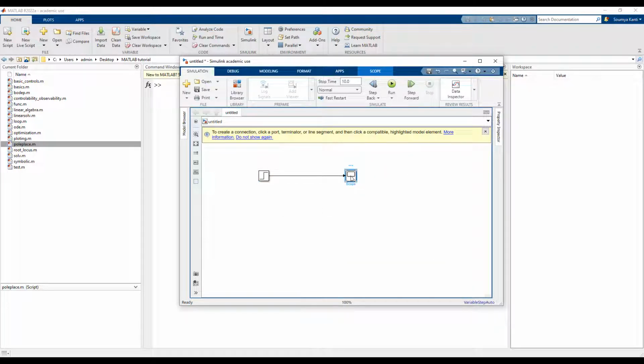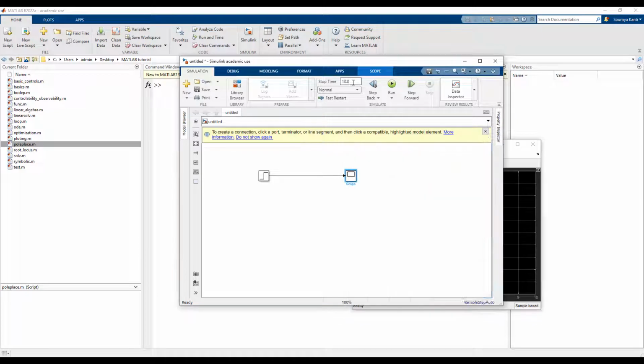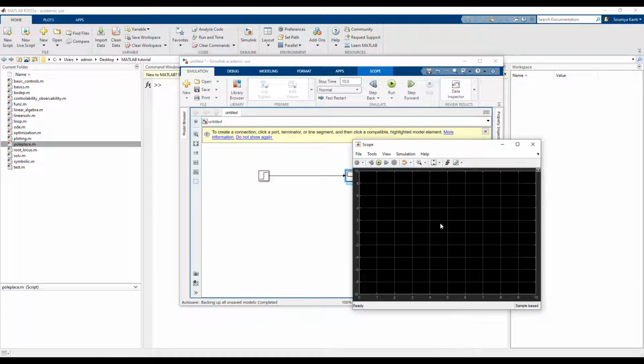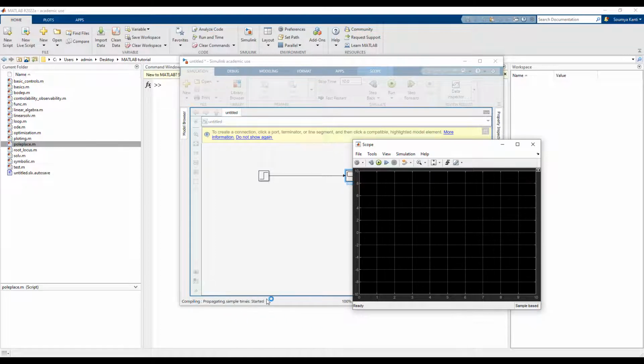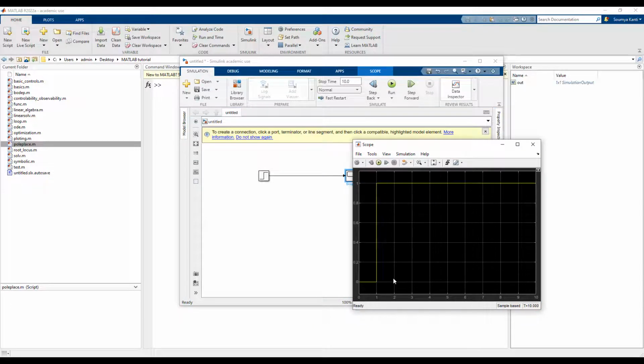So if I open it, double click it, you will see that it's kind of a plot. Okay, and here at the top you can see that this is the stop time. It will start with 0 and this is the stop time, and if you press this run button here, it will simulate the model, and you can see that it is running in the background. And this is the step response. The step response starts at 1 second.